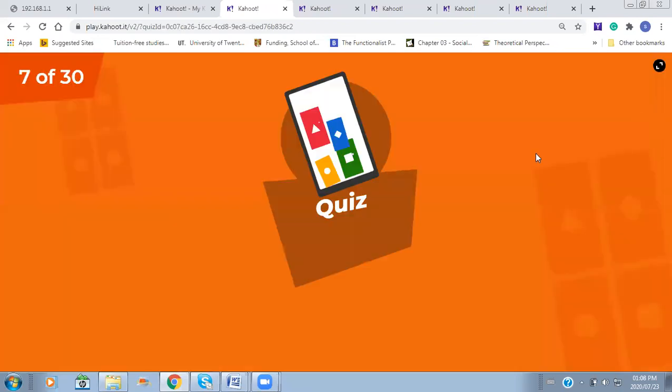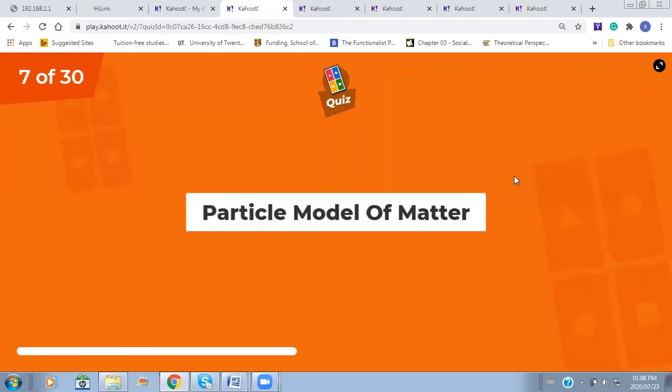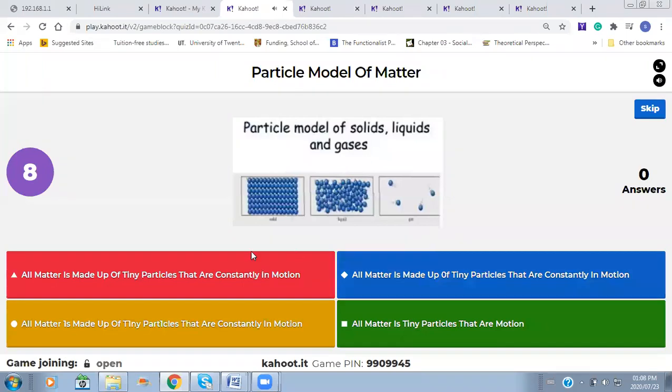Let's go. Question 7. Particle model of matter. What is the particle model of matter talking about? All matter is made up of tiny particles that are constantly in motion. That is A. B, all matter is made up of.